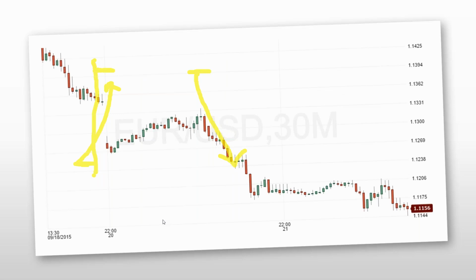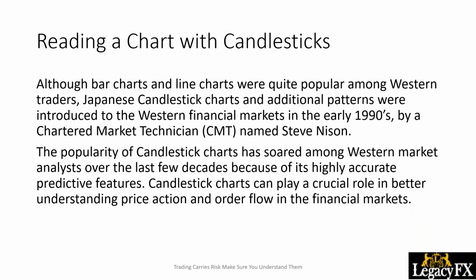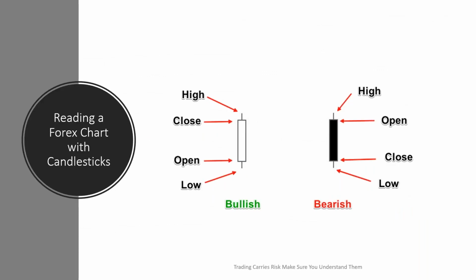Now, we come to Japanese candlesticks. What we see is lots of reds and greens on our screen. A candlestick uses the same exact information as the bar chart. It uses the open, the high, the low, and the close, because that's all the information we have.